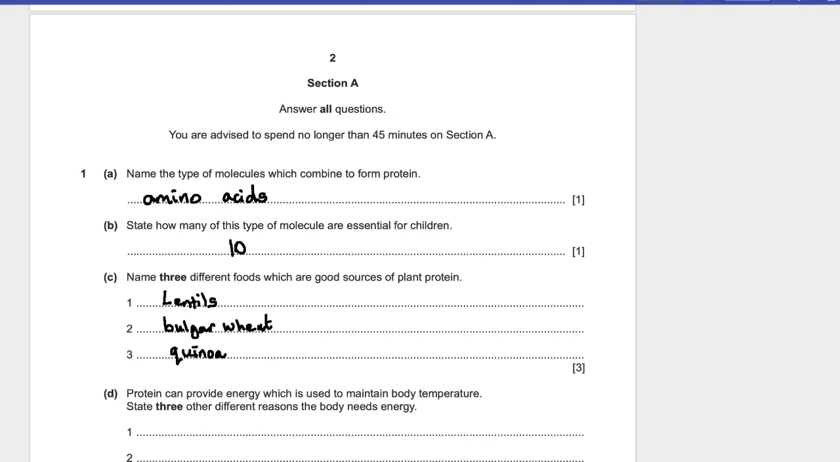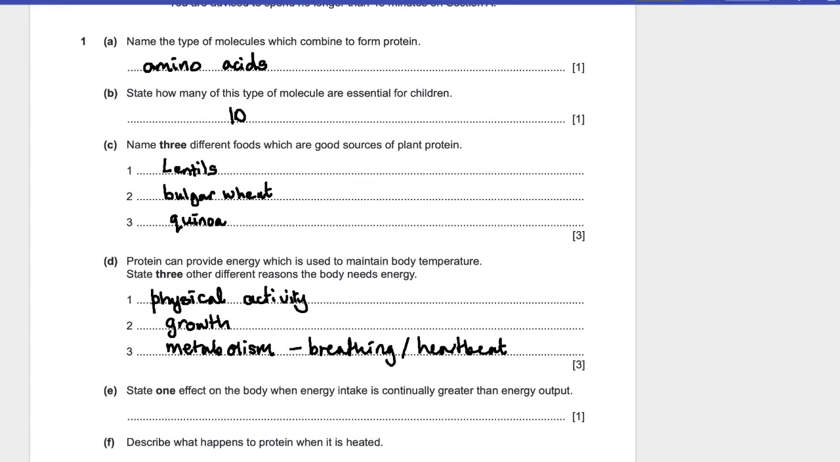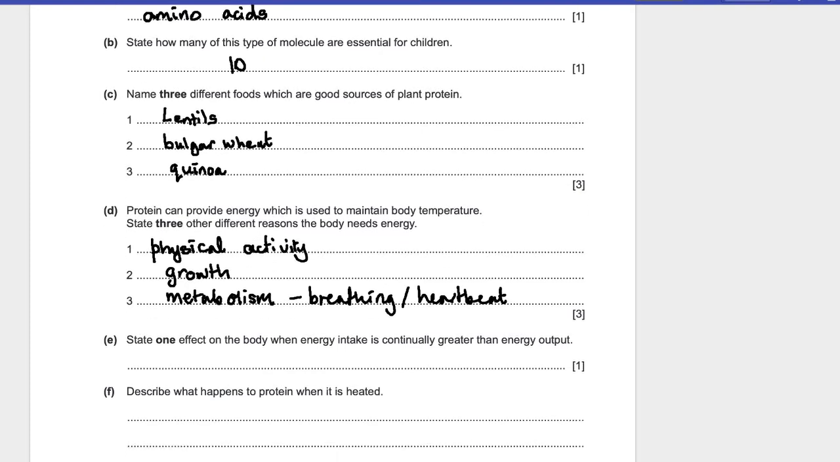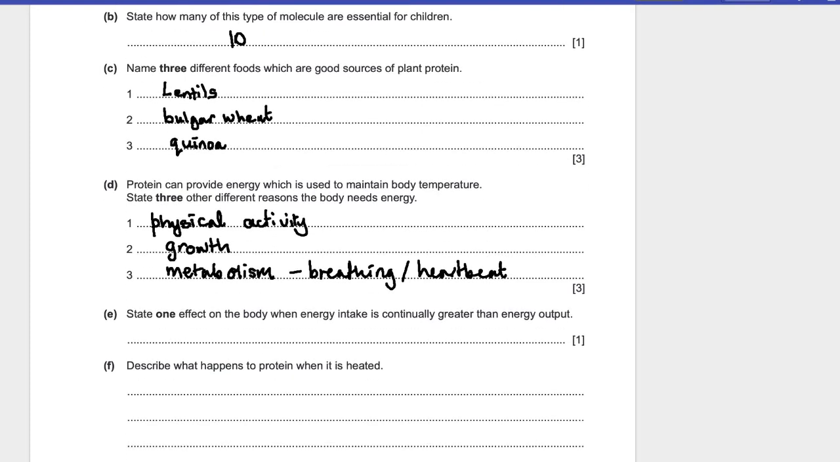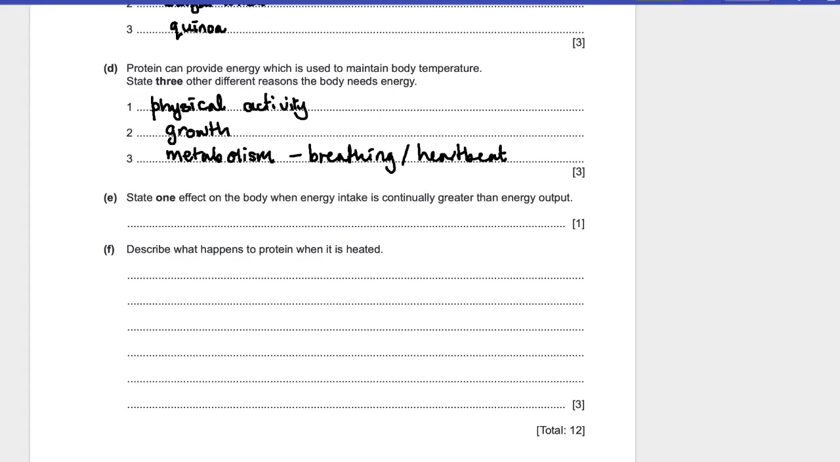Protein can provide energy which is used to maintain body temperature. State 3 other different reasons the body needs energy: for physical activity, growth, and the metabolism. State 1 effect on the body when energy intake is continually greater than energy output. Obesity.